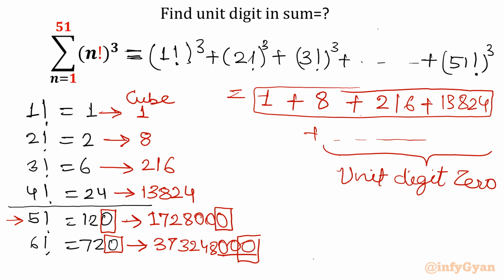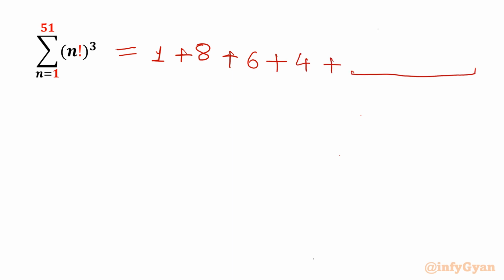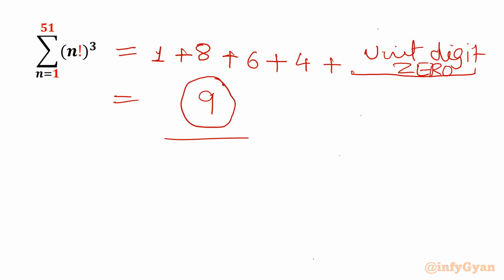So let's write the unit place numbers from n equal to 1 to 4. Those numbers are 1 plus 8 plus 6 plus 4. After that, the unit digit is 0. Once I add 0 with all the numbers, this will give us 9: 8 plus 1 is 9, 9 plus 6 is 15, 15 plus 4 is 19. So the unit digit must be 9. This is how we will find it.